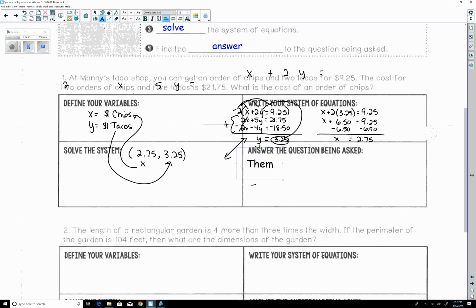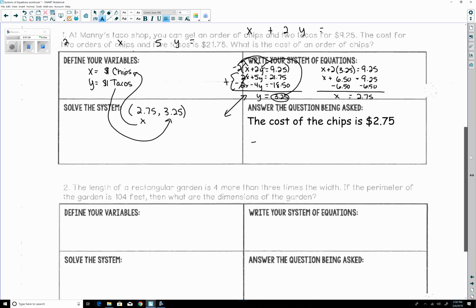Oops, not then. The cost. Oops, dollar sign. $2.75. I have to always answer the question that's being asked, and I have to be able to understand what my x and my y are representing in the context of the problem. So hopefully that's getting a little bit easier.